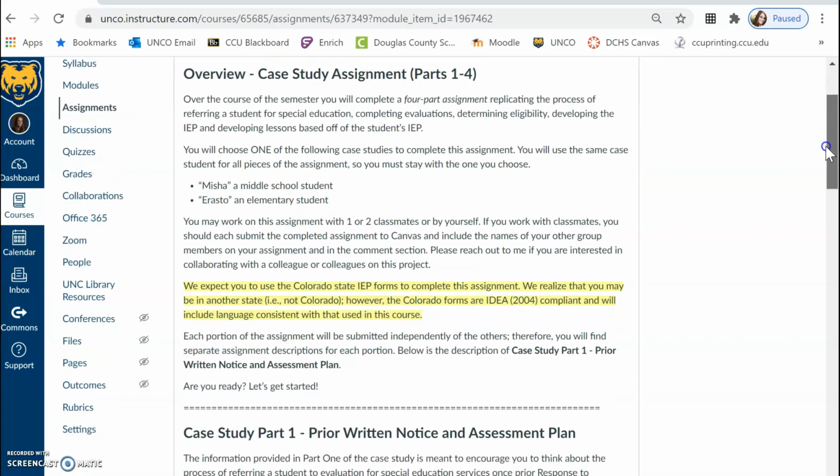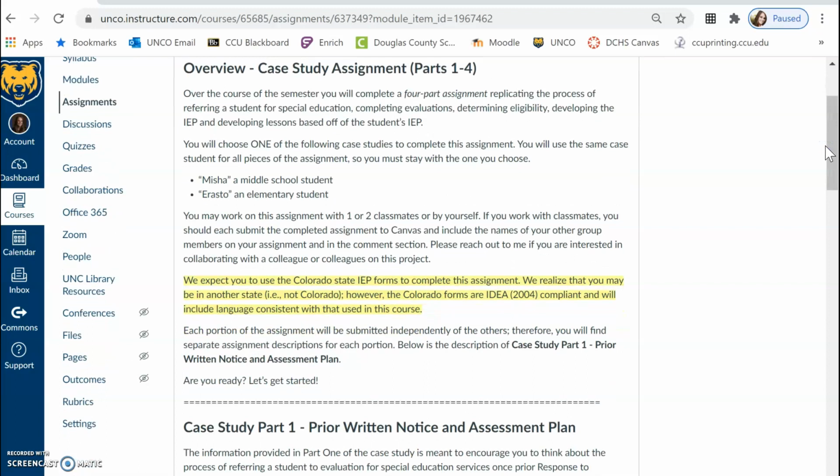So case study, as I mentioned, it is a 4-part assignment. So this will last throughout the semester. We want to pace ourselves, but we really are kind of getting into gear with it. So now's the time to get familiar with the structure as we do part 1. You will be walking through the IEP process with a case study student. There are 2 choices, Misha or Erasto. Middle school for Misha or Erasto is elementary level.